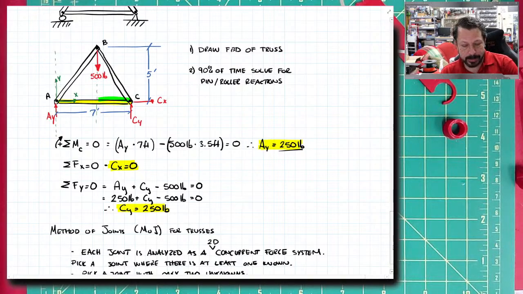So joint A has the force in AB and AC connected to it, and they're unknown. At joint B, AB and BC are unknown. At joint C, BC and AC are unknown. So in this simple truss, we could have started anywhere. Other trusses are going to have more than 2 members connected to them, and so there might be some places where you just can't start at a certain point because there are too many unknowns, or at least it's better if you start at another point.